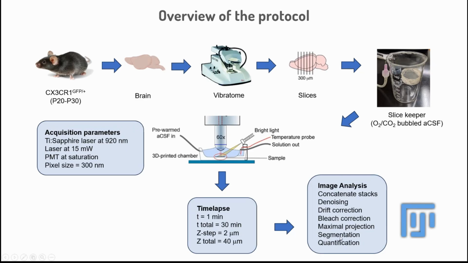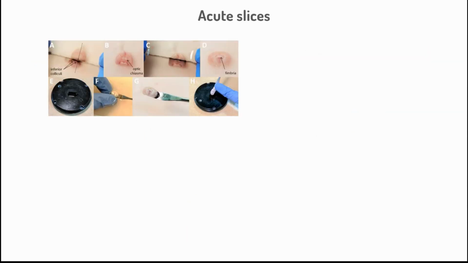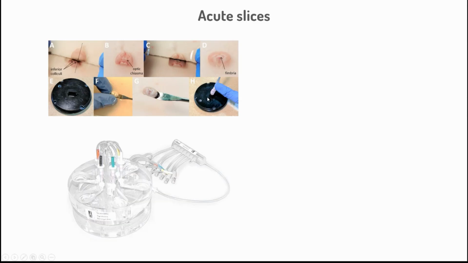Segmenting means that you will have to create a binary image where the microglia is the signal, okay? And a few more slides with pictures so you see what I'm talking about, because it's very difficult to grasp this without being in the lab. Acute slices look like this. You have the brain, you cut it, you stick it to the plate with super glue, and then you slice it in the vibratome.